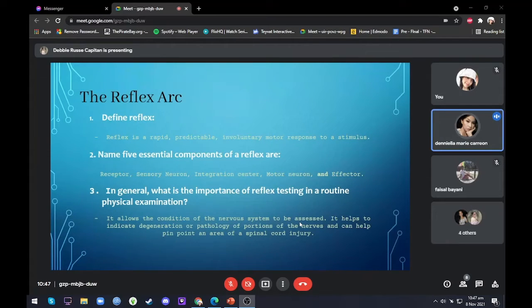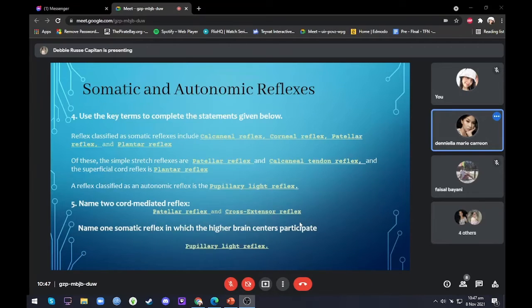Number three, in general, what is the importance of reflex testing in a routine physical examination? It allows the condition of the nervous system to be assessed. It helps to indicate the degeneration or pathology of portions of the nerves and can help pinpoint an area of a spinal cord injury.